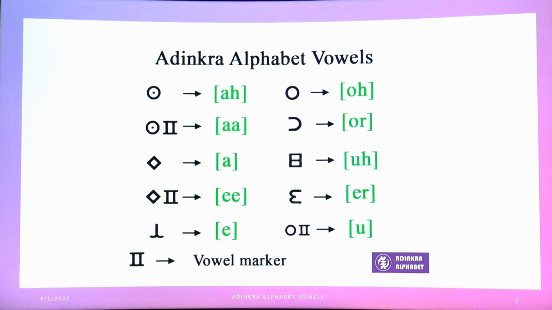This shows the 10 Adinkra alphabet vowels. These are the 10 vowels of the Adinkra alphabet, and they are used in all the main languages of the Adinkra alphabet, which are Akan, Ewe, and Dagbani.